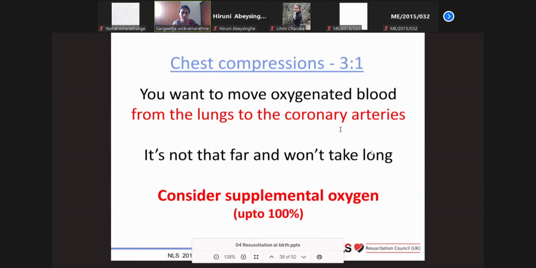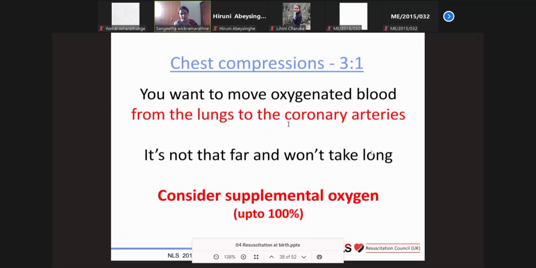So, chest compressions, 3 to 1. We give chest compressions in order to move oxygenated blood away from the heart to the lungs and to the coronary arteries. Now you are oxygenating the blood because you are providing good ventilation, but the heart doesn't work enough to supply the coronary arteries. That's why your aim is to do chest compressions and push blood towards the coronary arteries. Then the heart will pick up, right? It's not that far and won't take long. With a few chest compressions, usually the heart picks up.